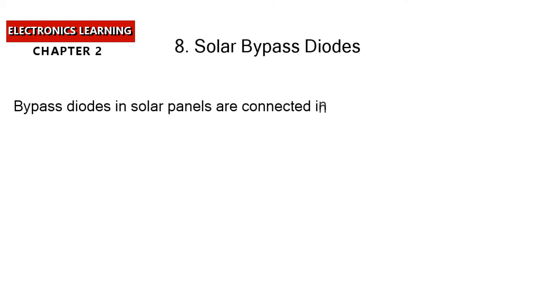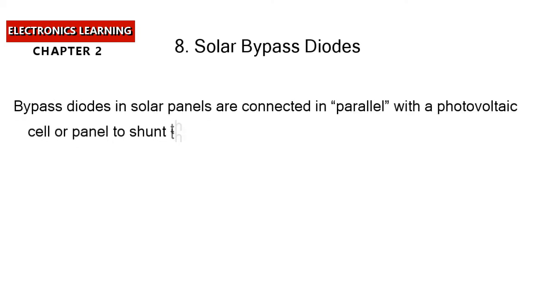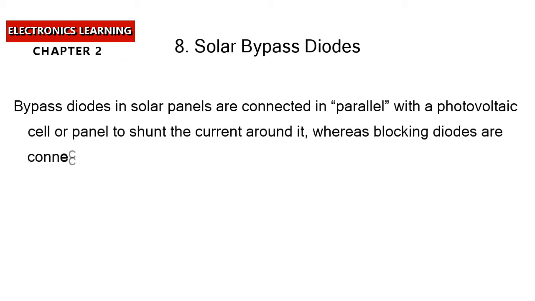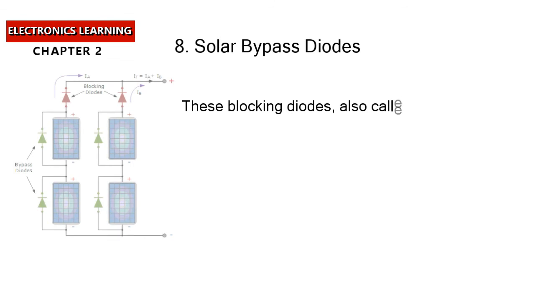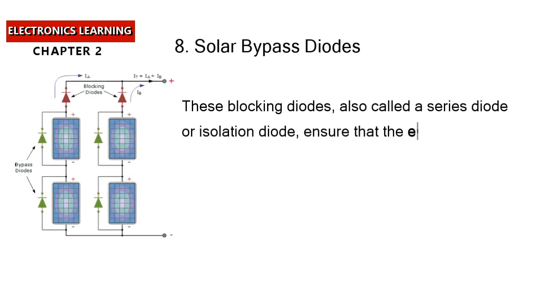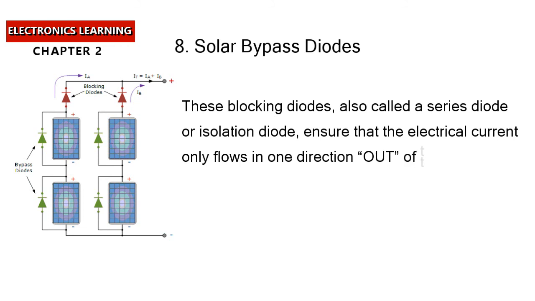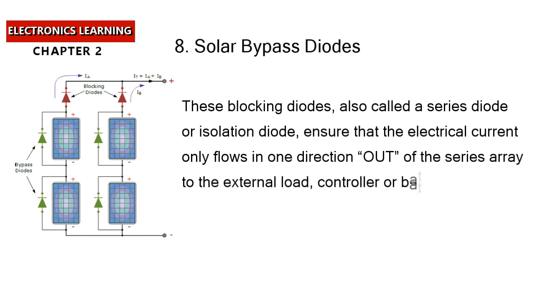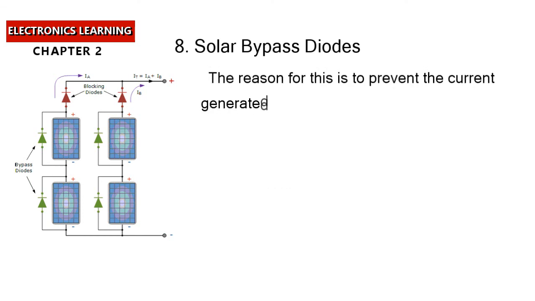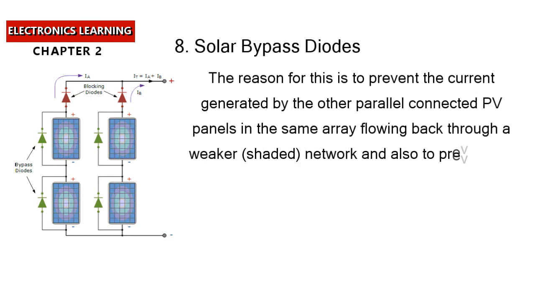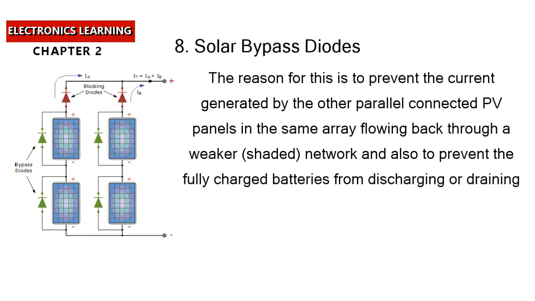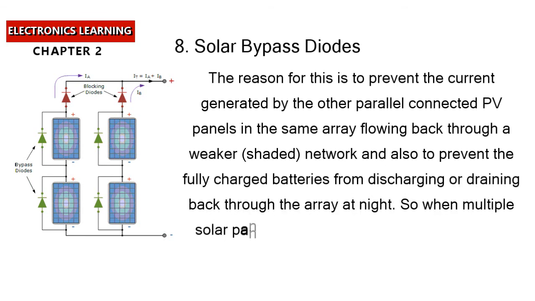Bypass diodes in solar panels are connected in parallel with the photovoltaic cell or panel to shunt the current around it, whereas blocking diodes are connected in series with the PV panels to prevent current flowing back into them. These blocking diodes, also called a series diode or isolation diode, ensure that the electrical current only flows in one direction out of the series array to the external load, controller or batteries. The reason for this is to prevent the current generated by the other parallel connected PV panels in the same array flowing back through a weaker, shaded, network and also to prevent the fully charged batteries from discharging or draining back through the array at night.